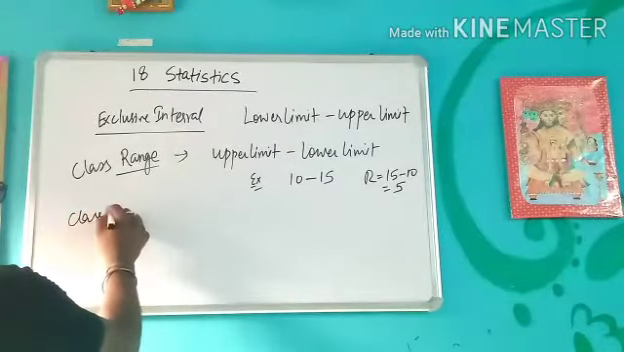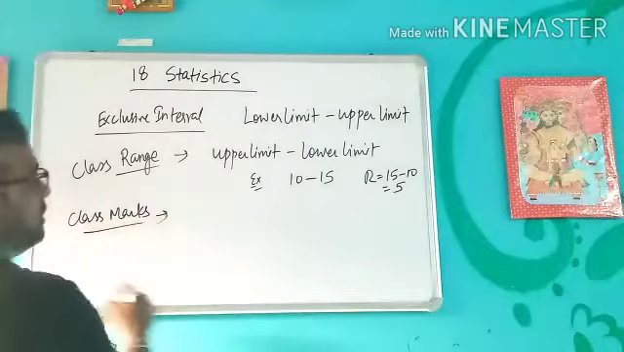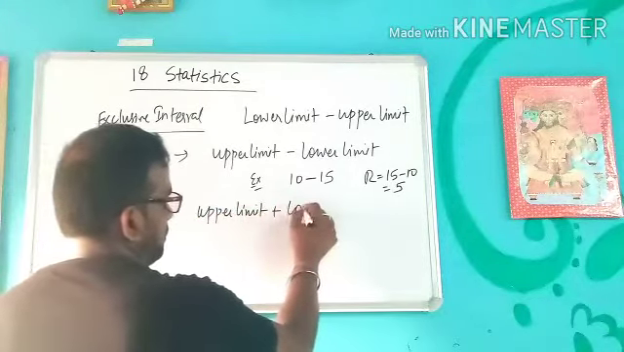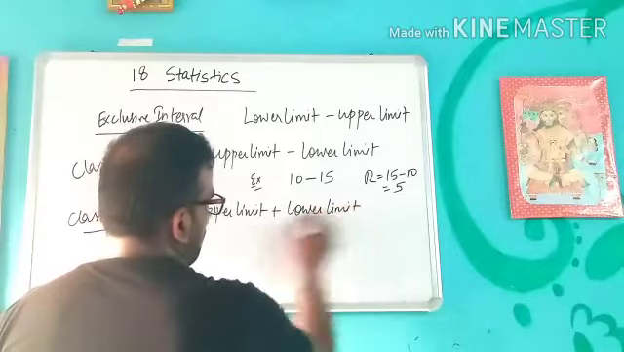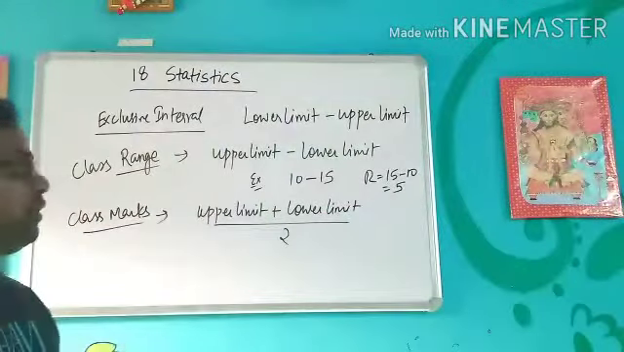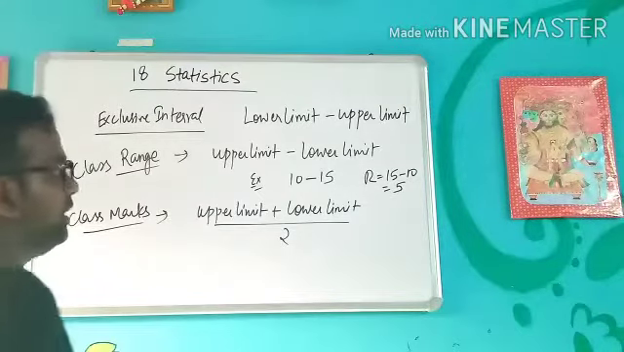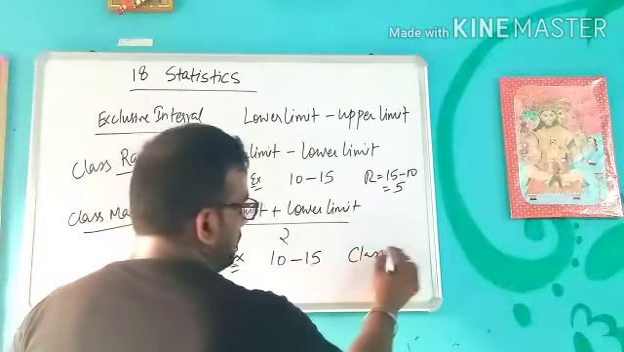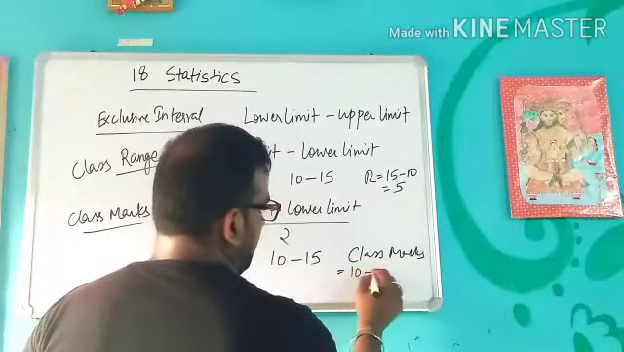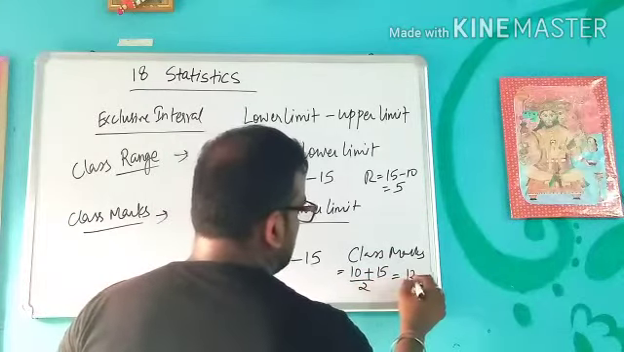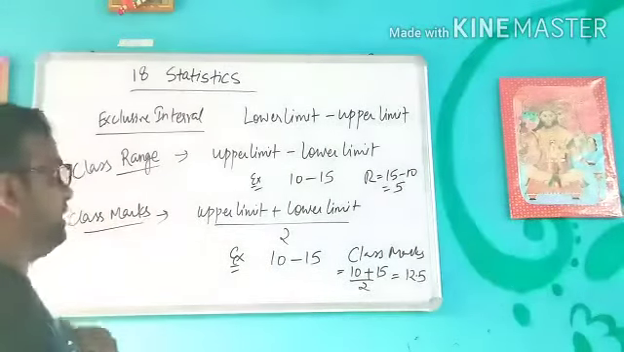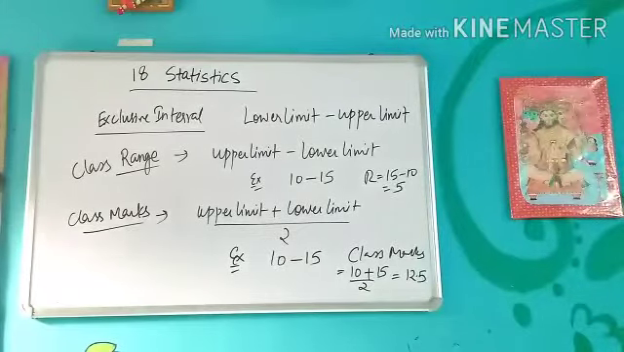Then class marks. So what is it, it is upper limit plus lower limit upon 2, or in other words we can call class marks as the midpoint of the interval. For example, if I take 10 to 15, so its class marks will be how much? 10 plus 15 by 2, that is 12.5. So this is the difference between class range and the class marks in case of the exclusive interval. Okay.